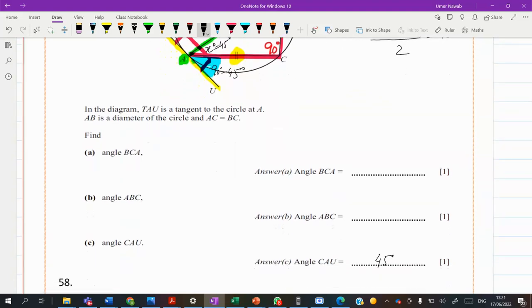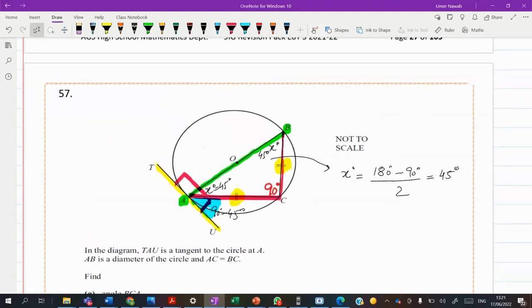So this is 45, this is 45, and that is 90 degrees. So what are the properties I used? I used right angle in a semicircle. Second property is opposite angles in an isosceles triangle. They are also same because their opposite sides are same. Third property, the diameter is perpendicular to the tangent.